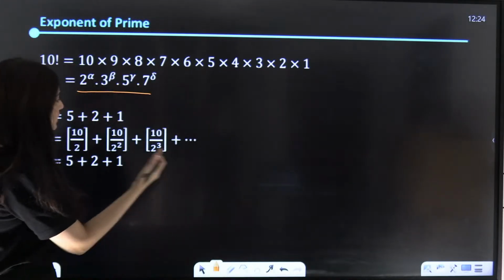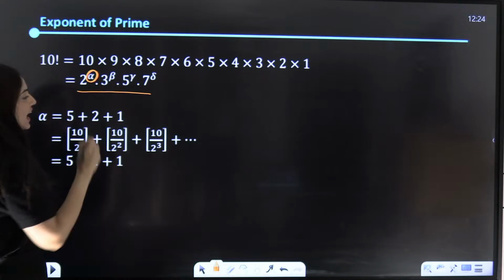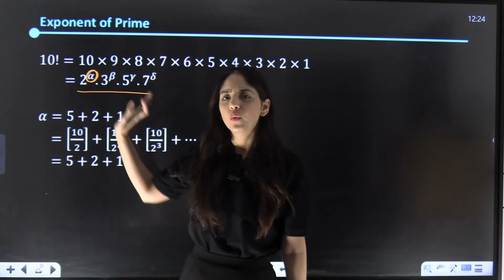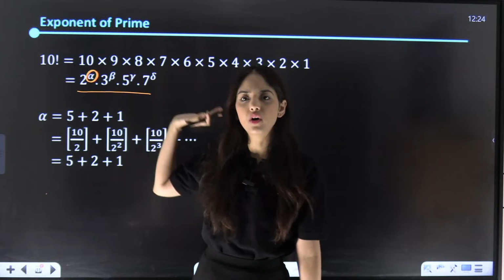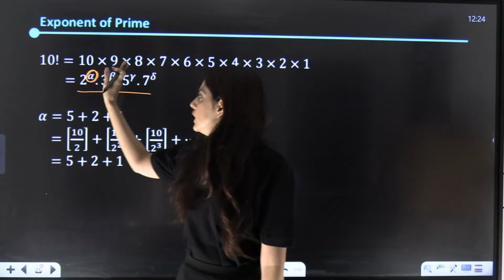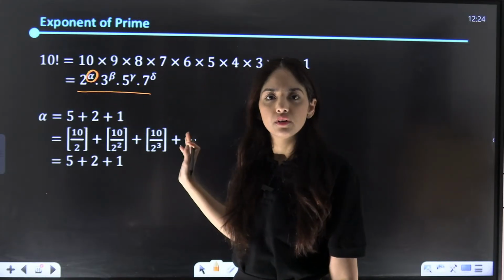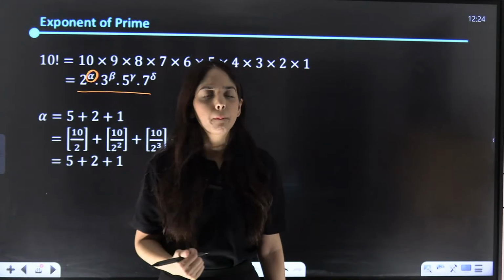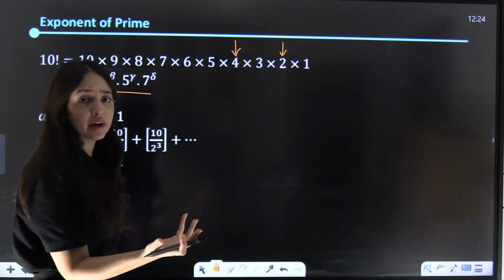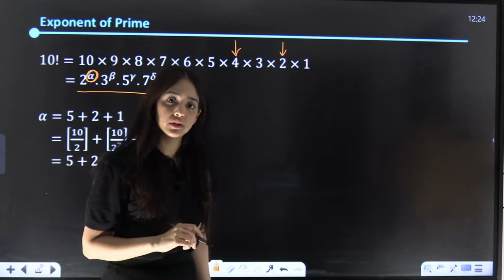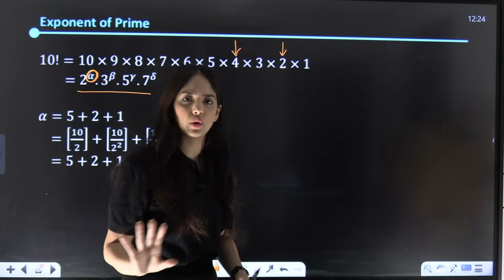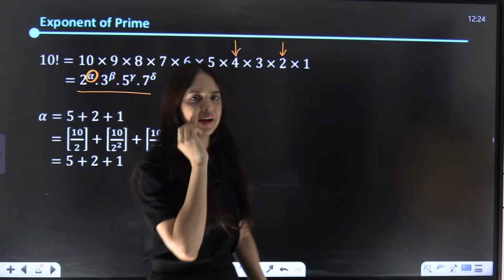Now, let's say we need to find this alpha. We write the prime factorization like this and we need to find what this alpha is, or this beta, or the gamma, or the delta. So let's first take a look at 2. Okay, how many 2's will be here? Where are we getting these 2's from? We are actually going to get a 2 from all the even numbers, right? Every even number will at least give one 2. Every even number has a 2.